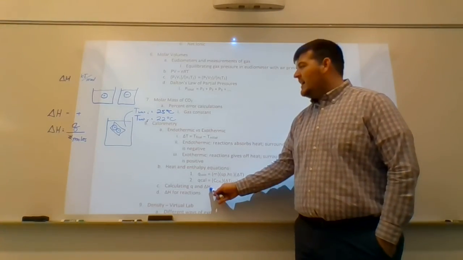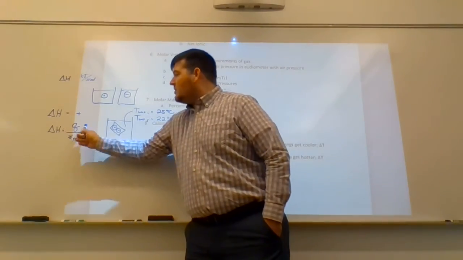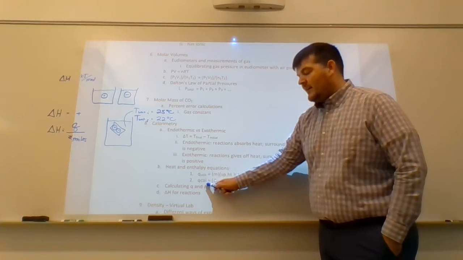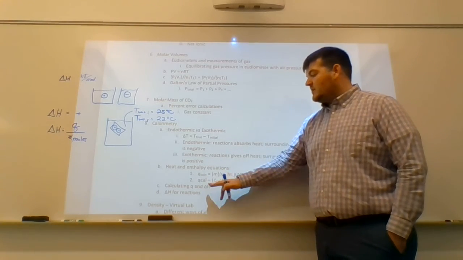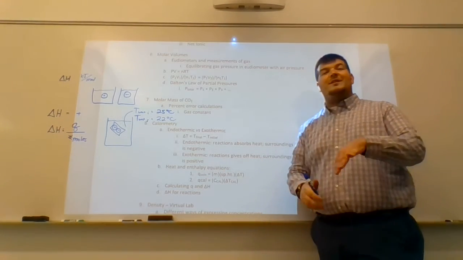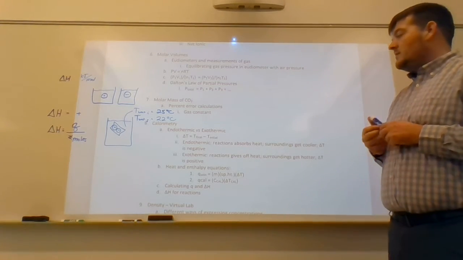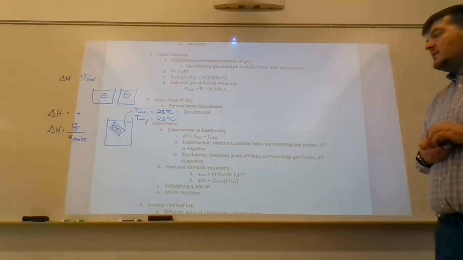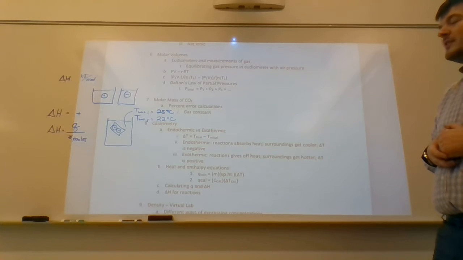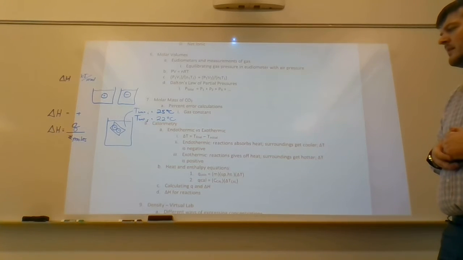Calculating Q and delta H, we already talked about that. Delta H is Q over number of moles. We talked about how to calculate Q. Q would be the Q of the solution plus the Q of the calorimeter. That would be the Q of the reaction. Q of the solution plus the Q of the calorimeter equals the Q of the reaction. Make sure that your signs are consistent here, right?